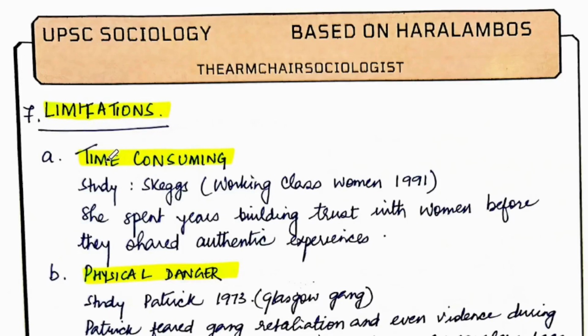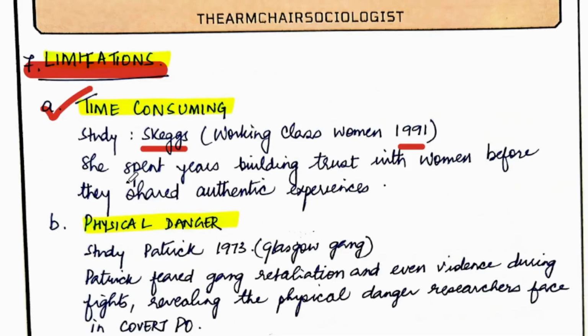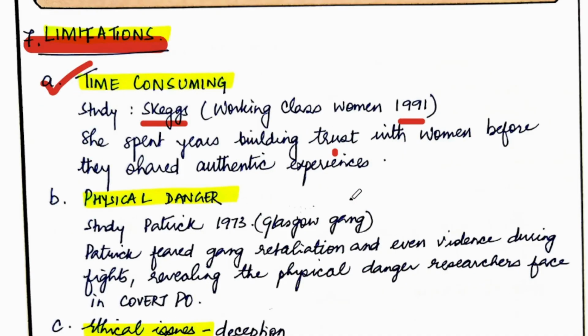Now let us understand the limitations of participant observation. First limitation is that it is time consuming in nature. Participant observation requires long-term immersion. A good example is Beverly's case study on working class women in 1991, wherein she had to spend years building trust with women before they shared their authentic experiences. So participant observation often takes a very long time.